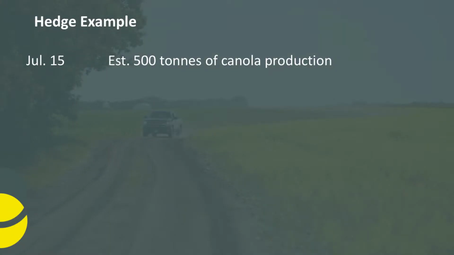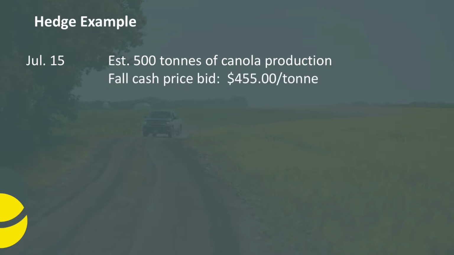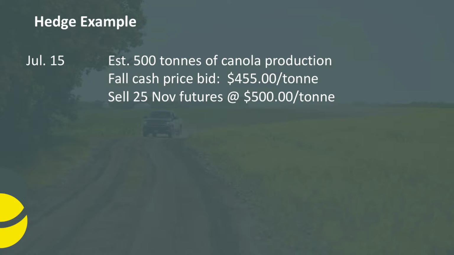So let's look at this example. If we assume that 500 tons of canola is production for the fall, there's a fall cash price bid of $455 per ton and the futures price is $500 per ton. In this case, the basis level is $45 under the futures.